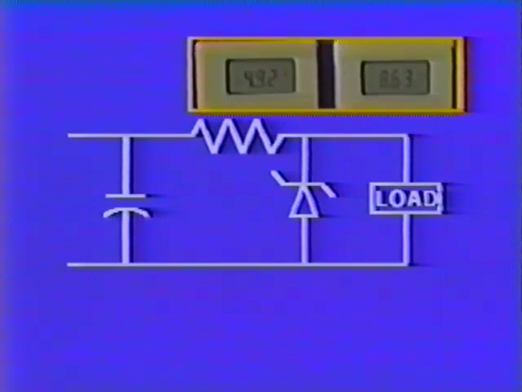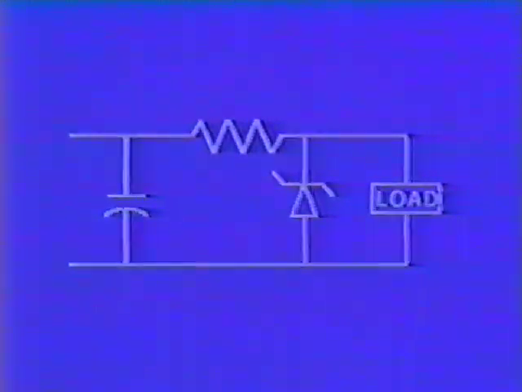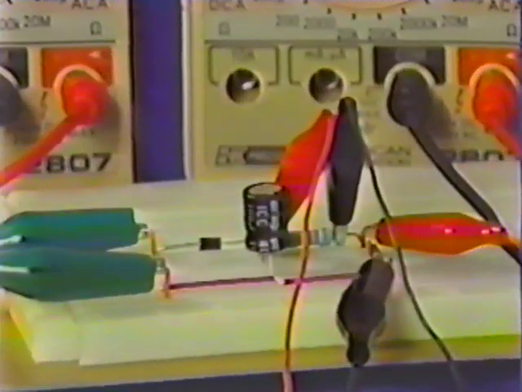Here, the load current demand is being increased. Notice that the output voltage remains constant, while the resistor voltage decreases. Simple Zener regulators such as this are often used in low-current circuits. They are not seen in high-current supplies because high-current Zeners, while available, are expensive.